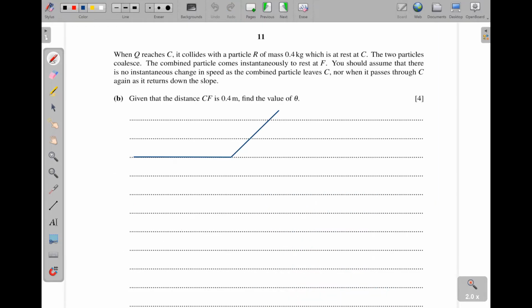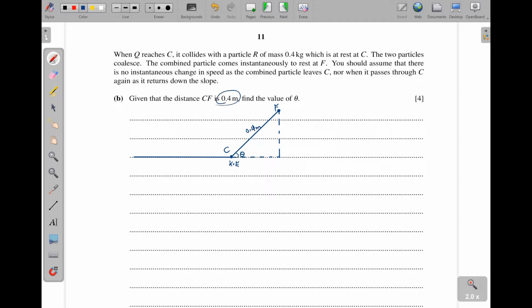Now we are having point C here. By the time this particle reaches here, it has kinetic energy, because it is reaching there with a certain speed. Then we can also connect this one here and this one here to form a triangle. Let me make this one dotted. So we are going to have an angle theta here. Then when it moves up to F, C to F is 0.4 meters.